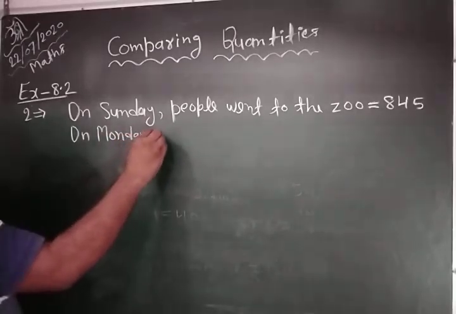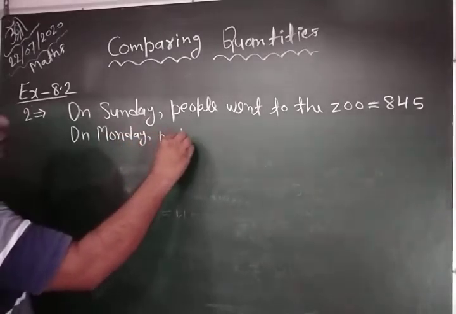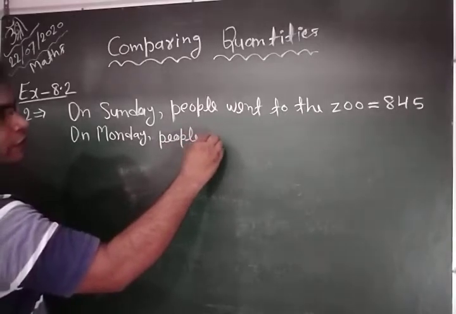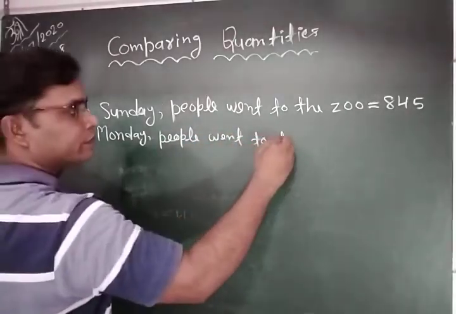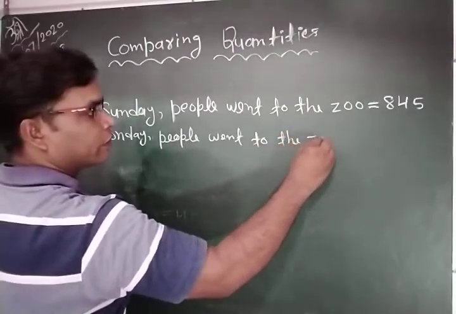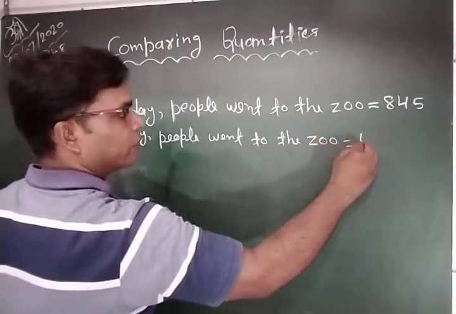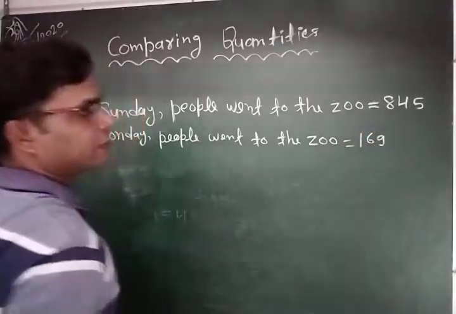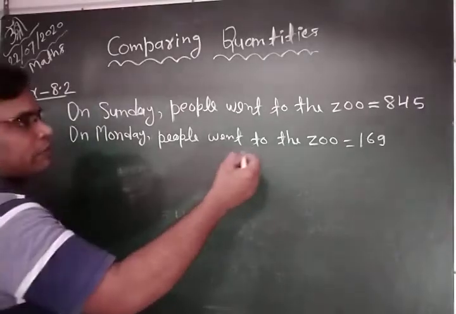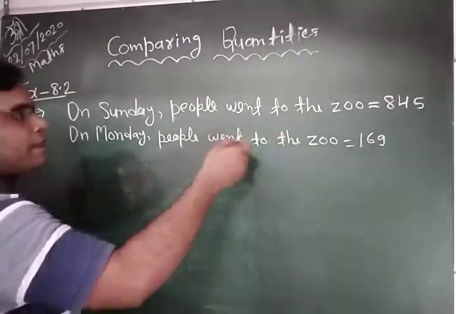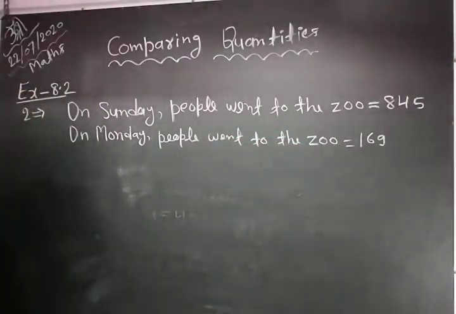On Monday, the people who visited the zoo are equal to 169. Okay, so how many people difference on Monday? You can see only 169 people visit the zoo on Monday.